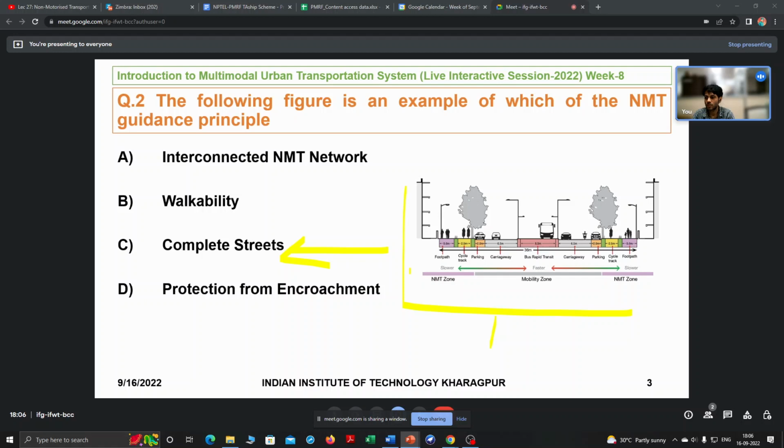Complete street means it's an integrated system that consists of all kinds of users. A road is not only used by motorists but also used by NMT facilities, and NMT means not only bicycles, but also cycle rickshaws, then walking is also included, even specially abled facilities and those things. So it's called a complete street.